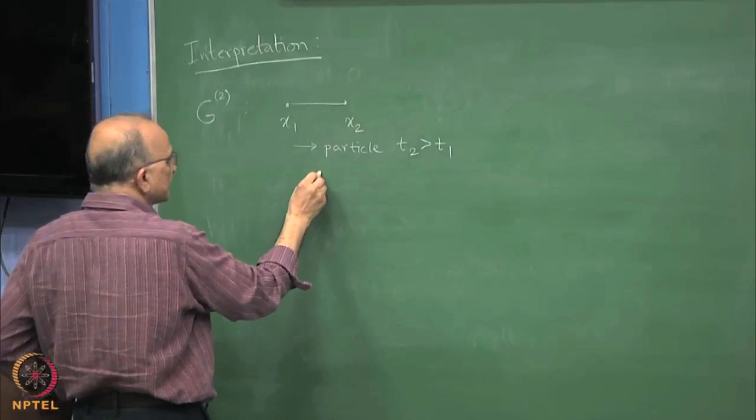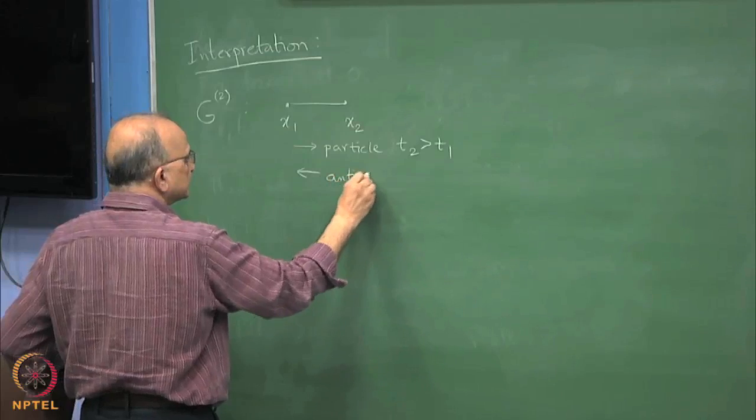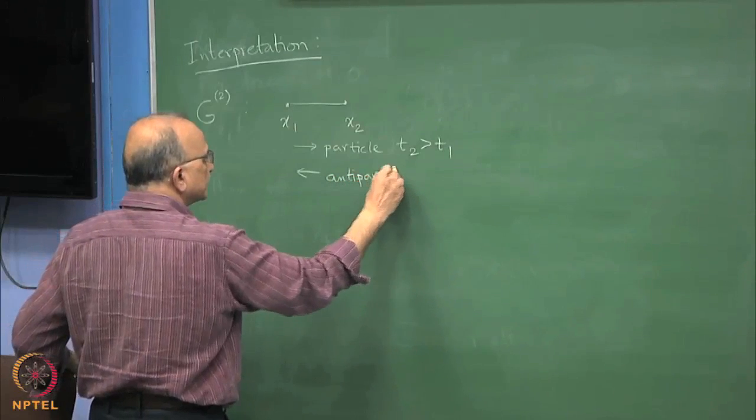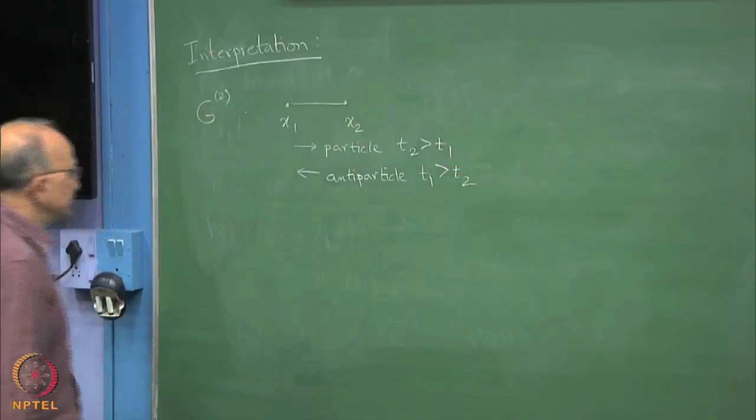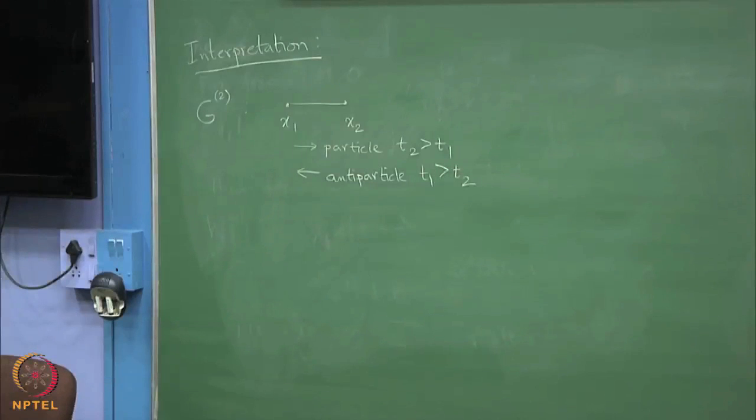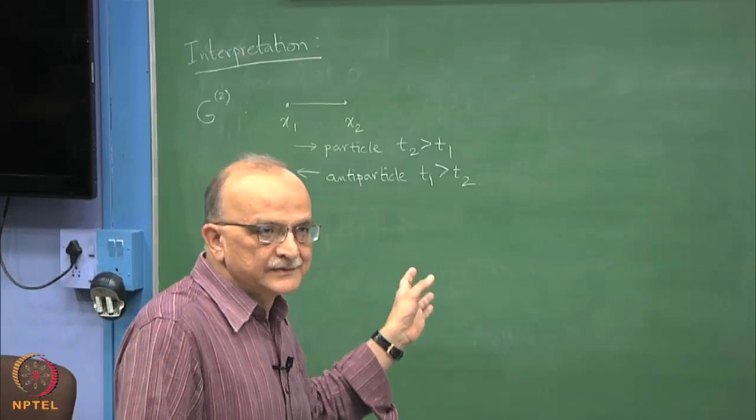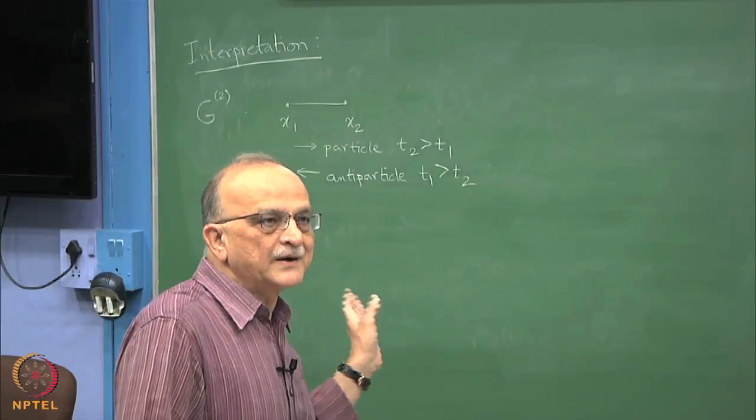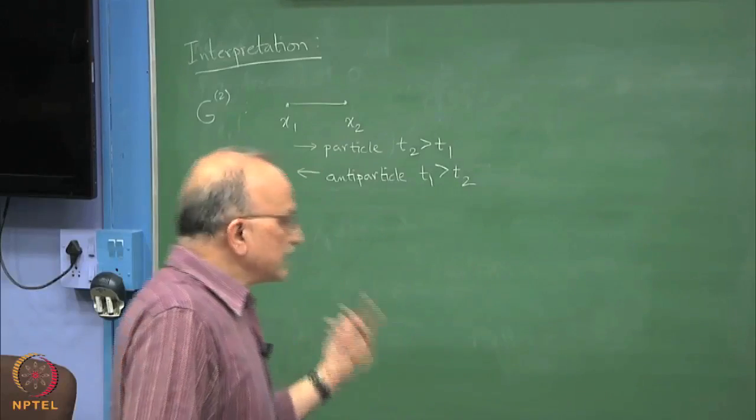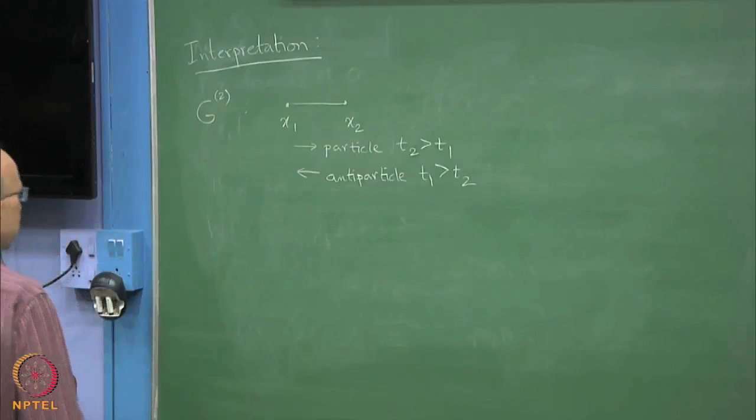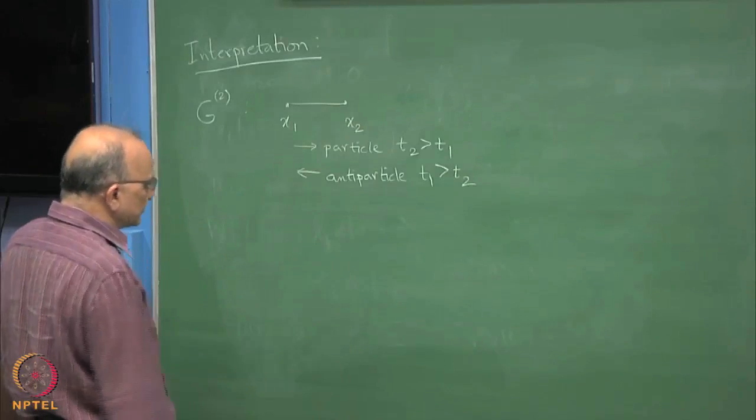Or like this, antiparticle, if t1 is greater than t2. So that is the detailed interpretation of this. This is what the Feynman propagator actually gives, and we think of it as a particle being created here and transported there, or an antiparticle created at t1 and sent to t2.